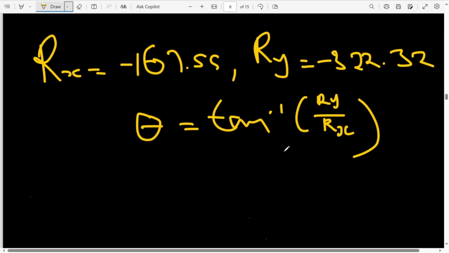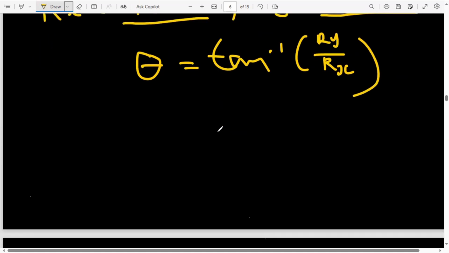Because the angle depends on where the resultant force or the resultant vector is. You can only know in which quadrant the resultant vector is by drawing what you have. So this is the x-axis, and this is the y-axis. So we are going to do this.